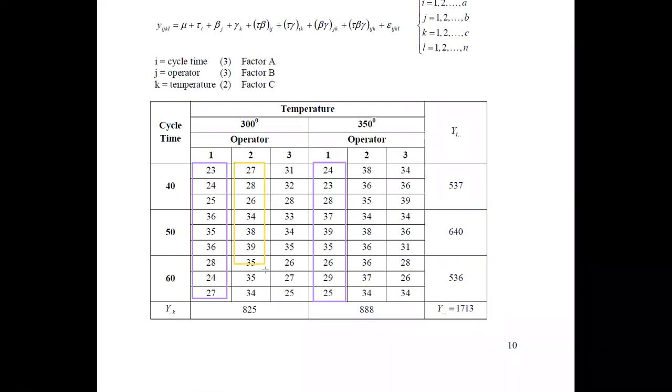If you need to take the values for operator 2, then you have to take these sets of values to take the totals, and for operator 3, we need to take these sets of values. Now you can see that for operator 3, you need to obtain the total of these sets of values, because under temperature 300, operator 3 was used, as well as under temperature 350, the same operator 3 is used here. Therefore, this is how you are taking the totals for factor B.